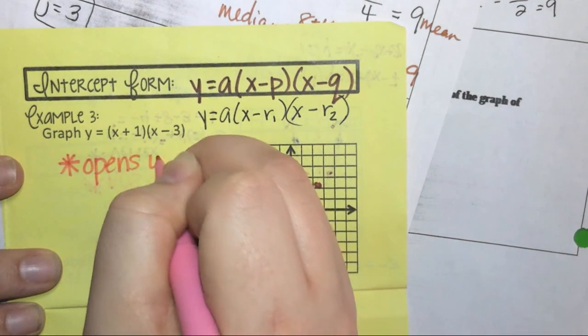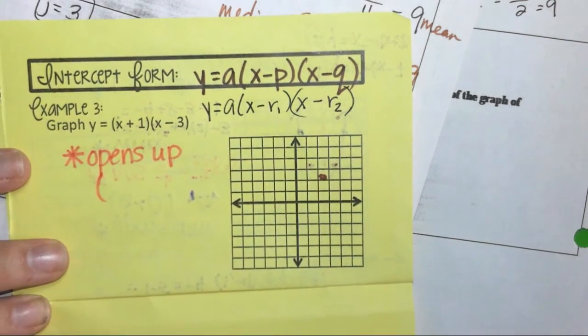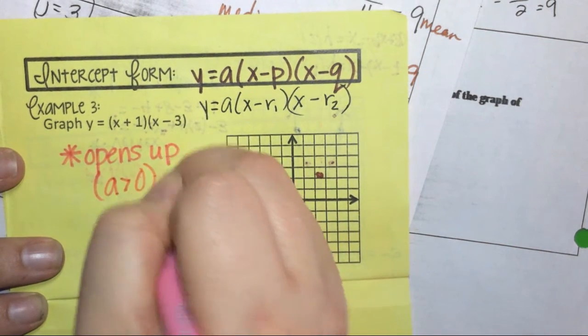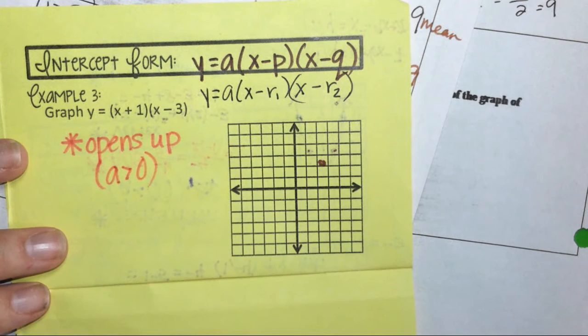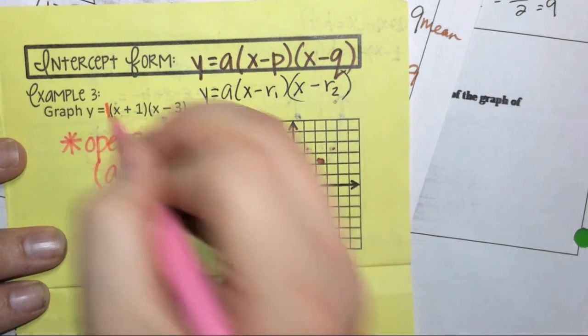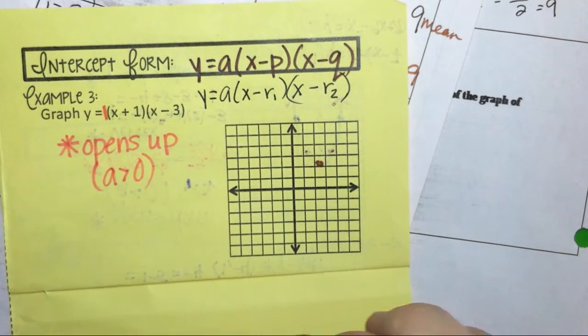Okay, so it opens up, and we know this because why? Because the first term's bigger than 0, so A is bigger than 0, so we know it opens up. And the A in this case is what number? 1. It's an understood 1 in front. I'll write it in since we need to understand it.